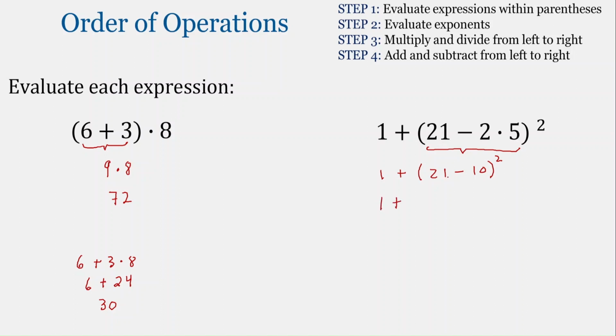Now we have 21 minus 10. That is 11. So we have 11 squared. We can get rid of this parentheses. So that leaves us with 1 plus 11 squared. Parentheses are gone. Now it's exponents. 11 squared is going to be 121. All of our exponents are gone. We have no multiplication or division. So now it's addition and subtraction. 1 plus 121 is 122.